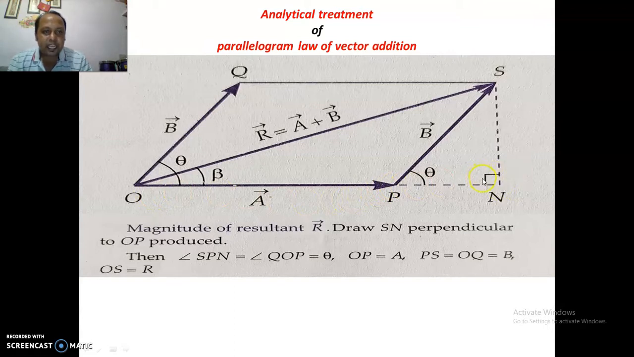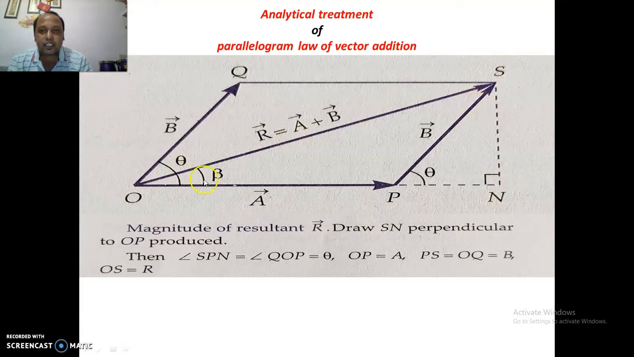And at the point N, you can see the two lines SN and PN are making an angle of 90 degrees with each other. So we have a right angle triangle SON. This is the right angle triangle that we are having.